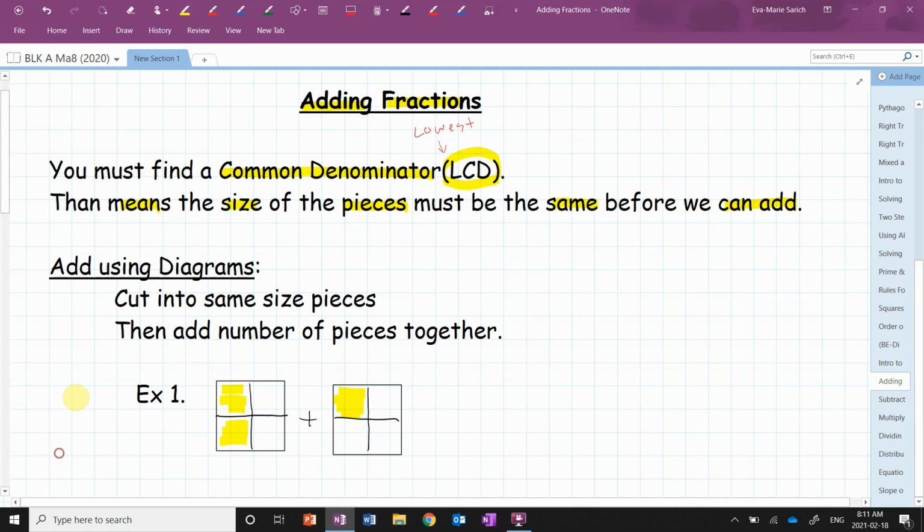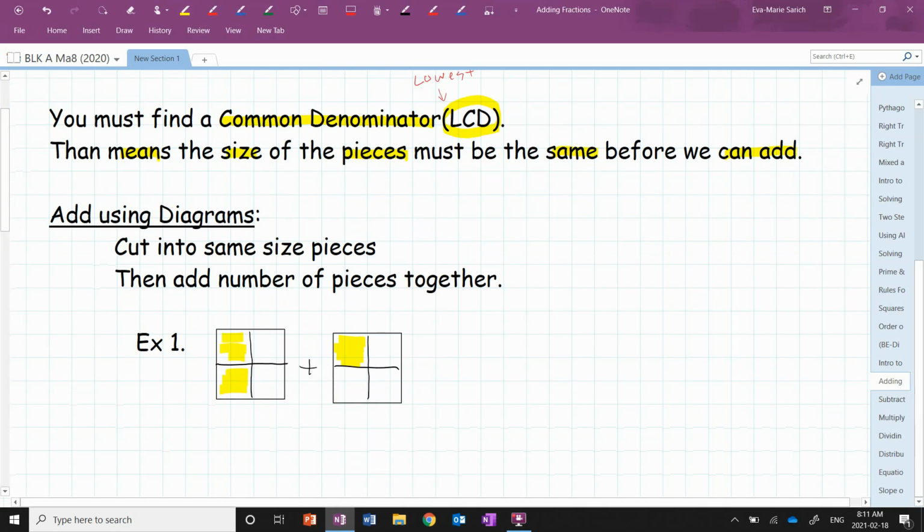Okay? So let's look at an example using diagrams to begin with. So we're going to add using diagrams, and you're going to get some of these on your assignment as well. So remember we need to cut into the same size pieces and then add the number of pieces together. Okay? So if we look at this first square, it's been cut into 4 pieces and 2 of the pieces are shaded. So that means it's like 2 pieces of pizza that come from a square pizza. And we're going to add to that another square pizza that's been cut into 4 pieces.